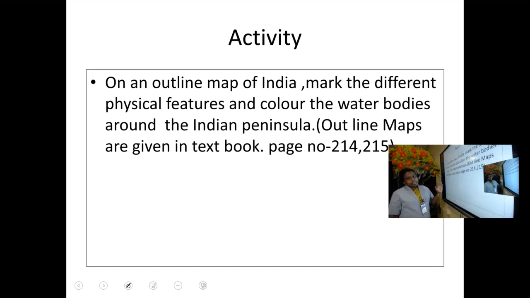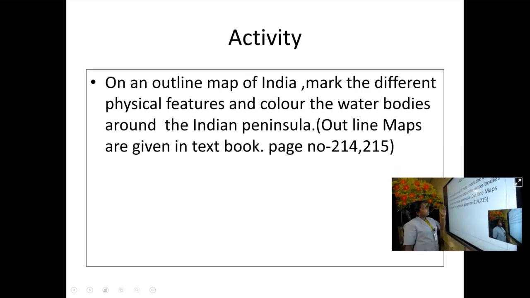So that's all in this lesson. You read the textbook very well. Then here is an activity for you. On an outline map of India, you have to mark the different physical features and color the water bodies around the Indian peninsula. The outline maps are given in your textbook, on page 214 and 250. You select any one of the maps and try to mark the natural regions which we have studied in this lesson.